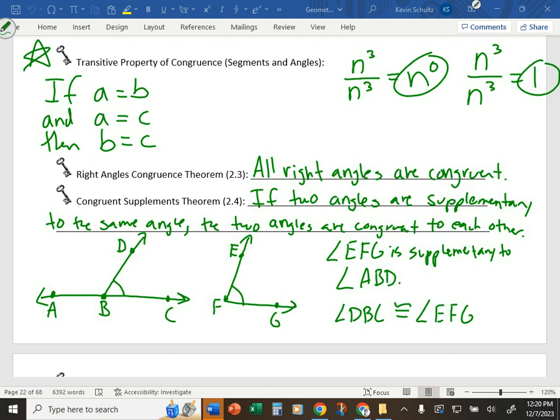If we're also told that EFG is supplementary to ABD, whatever angle measure this is, there's only one supplement it can have, right? If this is 130, that has to be 50. If this is also supplementary to that one, that means that one has to be 50 as well. Therefore, the conclusion is that those two angles must be congruent.